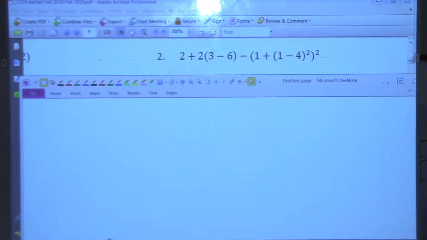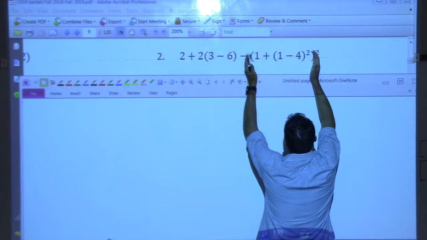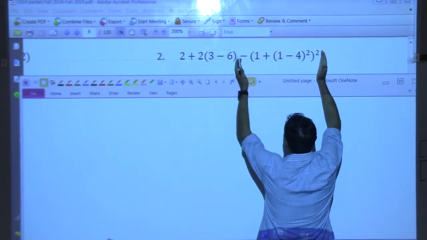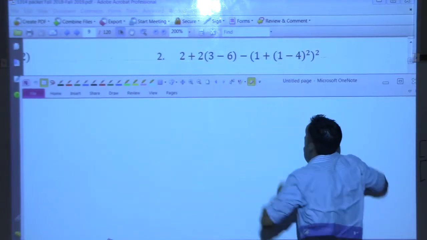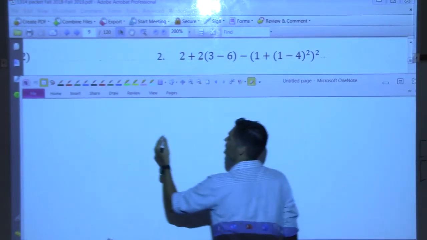You do the parentheses first and the exponents. Okay, so I see several sets of parentheses. So which do I do first then? So 1 minus 4, right? Because this parentheses lives inside of this parentheses. So you work your way all the way into the innermost parentheses, and that's where you start. So 1 minus 4, Kayleen, is -3.